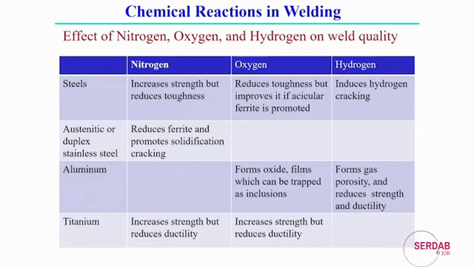When molten titanium reacts with nitrogen, it increases the strength but reduces the ductility, or sometimes it decreases the strength as well. Even for oxygen, it increases or decreases the strength, but definitely reduces the ductility.